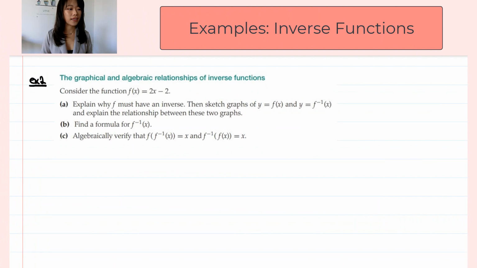So in part A, explain why the function f must have an inverse. By looking at the function, we know that this is a linear equation, and the slope is 2, which is non-zero, which means the graph of this function will pass the horizontal line test. So this function is a one-to-one function, and thus the function will have an inverse. Then the second part is we want to sketch the graph.